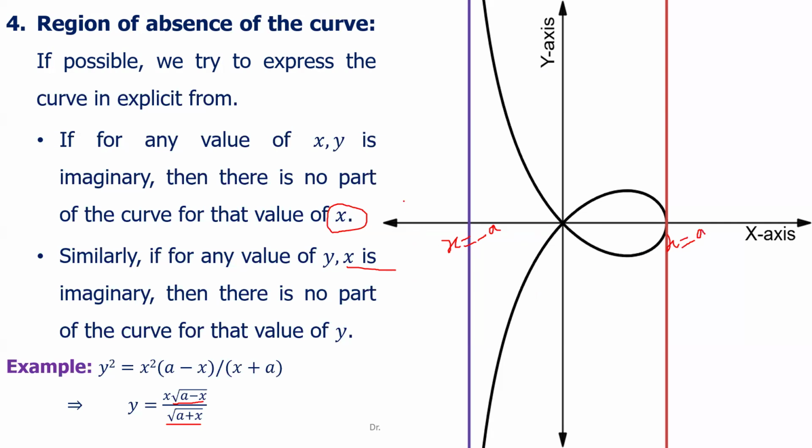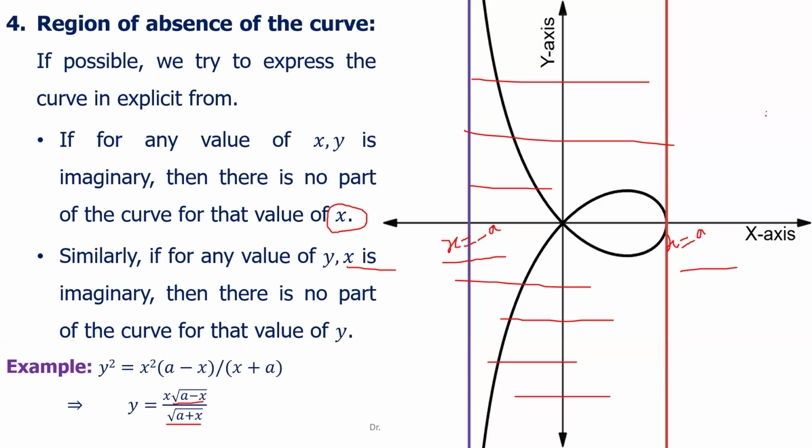So clearly, we see that the curve does not go beyond the lines x equal to minus a and x equal to plus a. So this region and this region are the regions where the curve will never exist. So this is about the region of absence of the given curve.